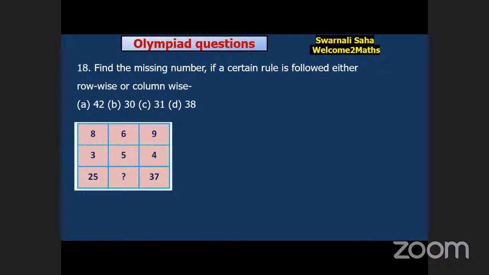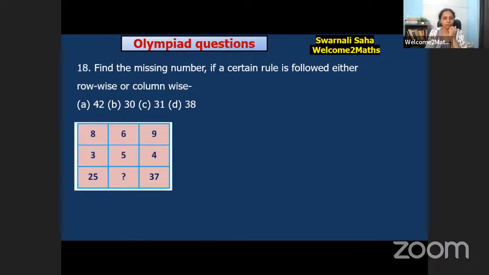One more question. Find the missing number. A certain rule is followed either row wise or column wise. It's so easy, no? Yes, that's nice. So now try to solve this question number 18. Missing number, if a certain rule, row wise or column wise.